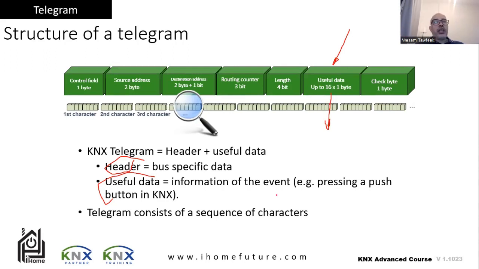Let's say today I have a group address connecting a keypad with a light switch, and when I press the keypad, the light switch goes on or off. So it's a switching telegram. If you recall the basic course, the switching telegram is 1 bit. It's either on or off. So the useful data that will be sent in this telegram is 1 bit. 1 bit for what? For switch.